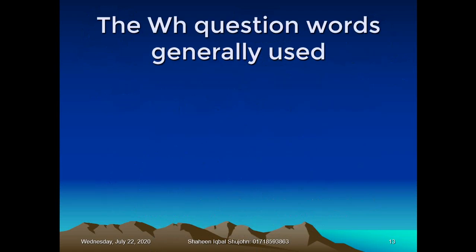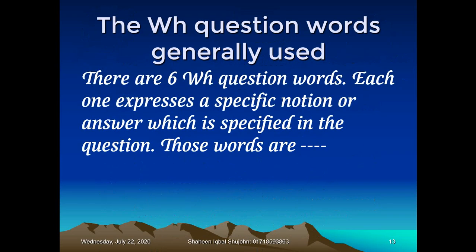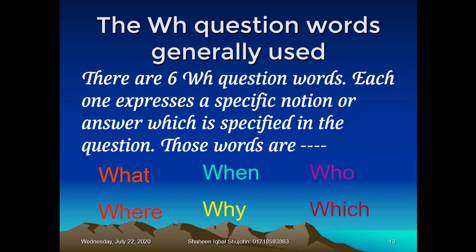The WH question words generally used are, there are 6 WH question words. Each one expresses a specific notion or answer which is specified in the question. Those words are what, where, when, why, who, and which. Generally used WH words.